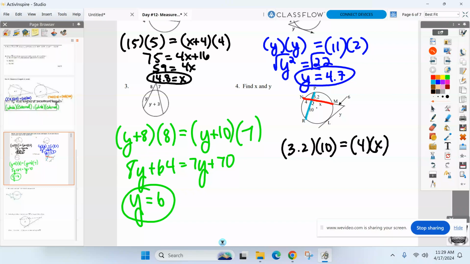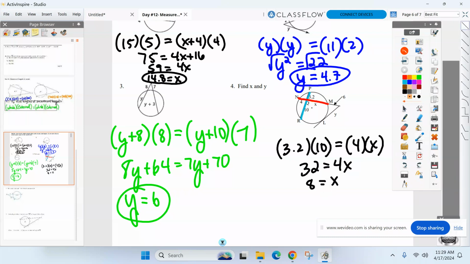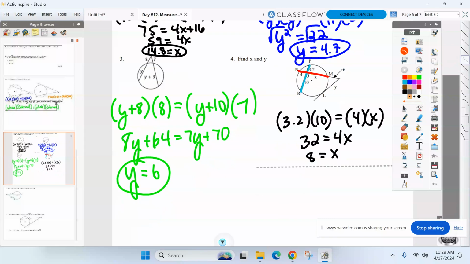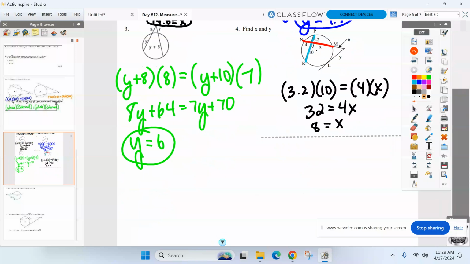You cannot mix secants and tangents with chords. You can't mix them up. Chords stay with chords. Tangents and secants stay together. So we have 32 equals 4x. X equals 8. Now substitute 8 in for x for me, so we can do whole times external now.